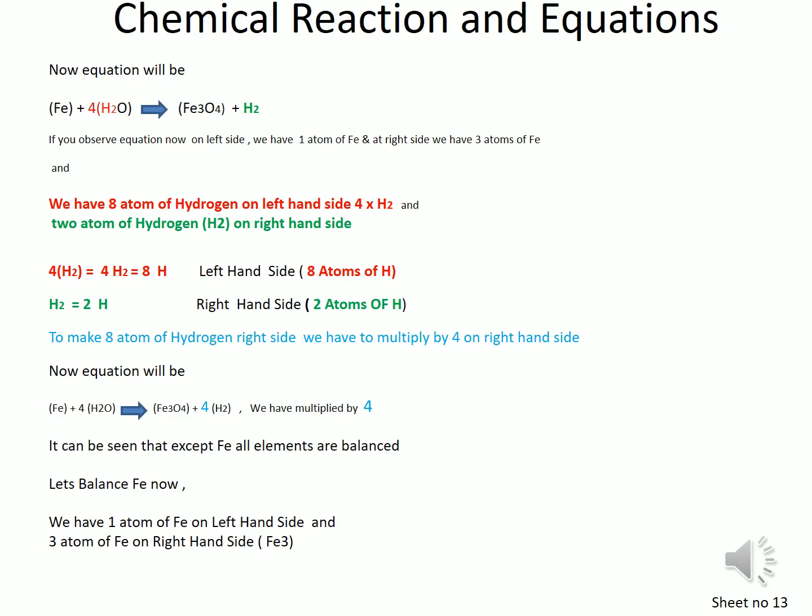Okay. So what we will have to do: at the left hand side we have 8 and at the right hand side we have 2. So naturally we have to multiply the right hand side by 4 so that the equation gets balanced. Okay. So here in red color we are multiplying by 4. So once we multiply by 4, H2 hydrogen becomes 8. Okay. And on the right hand side we are having 2 atoms of hydrogen.